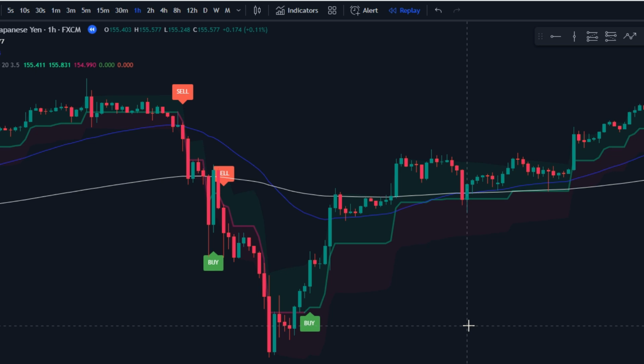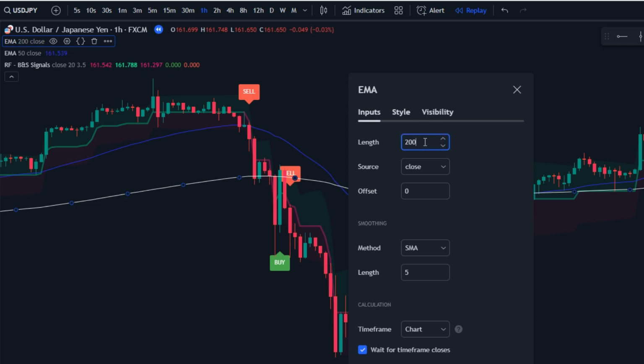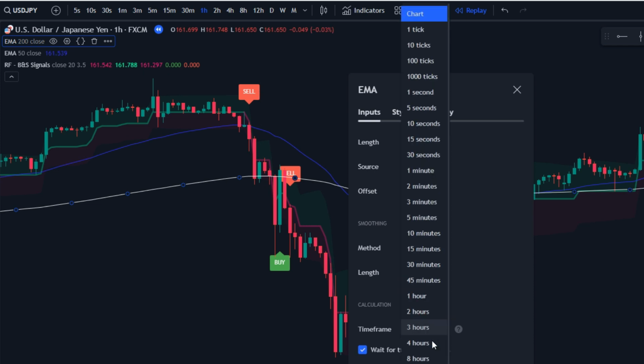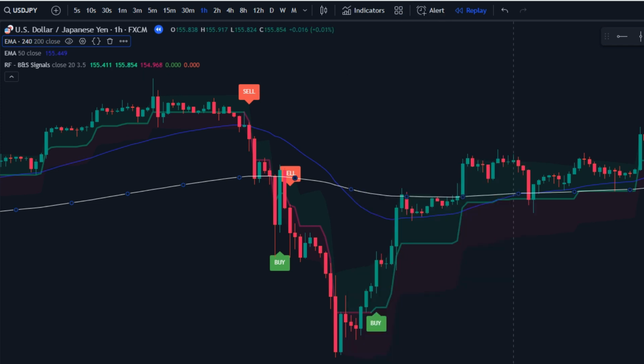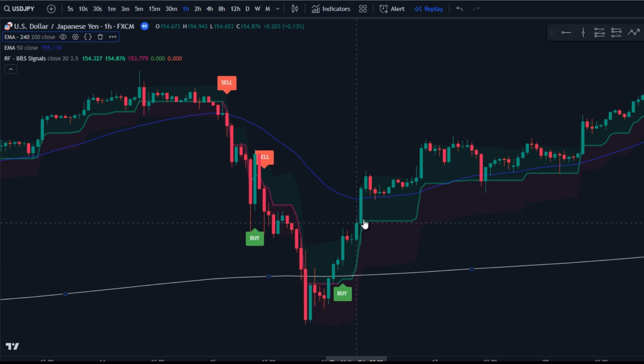And in order to resolve it, I will go ahead and click the 200 EMA and change its time frame to 4 hours. So what it is going to do is tell us the overall trend on the 4-hour chart while we are staying on the 1-hour chart. Not only that, it will also filter out the false trend reversals. As you can see, the 50 EMA is still above the 200 EMA, and therefore we will only consider that we are looking for a buy opportunity.